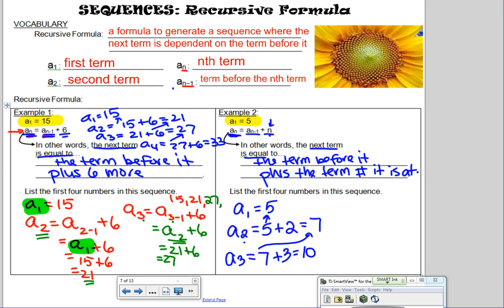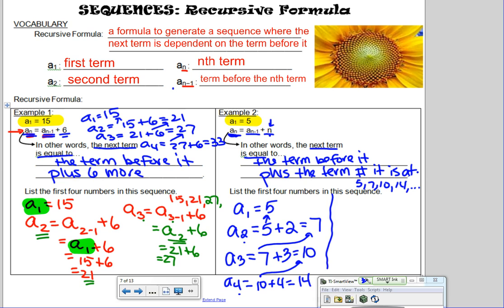Lastly, A4 equals the previous term plus the term number you're at, which is now we're on term 4. Okay, so our numbers are 5, 7, 10, 14.